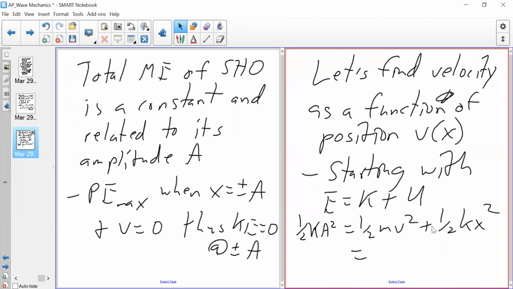So even though the total energy and the potential energy look similar, it is different because the amplitude is the maximum, and x can be anywhere between those maxima. You know what I mean? It could be A or it could be anywhere else in between. That's why we have changes. It rises and falls.